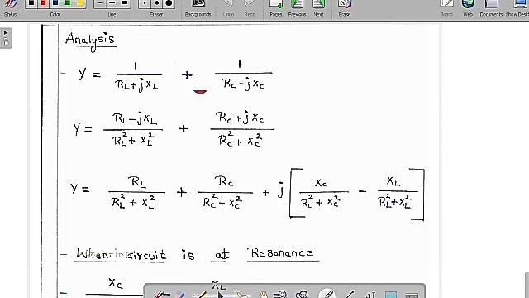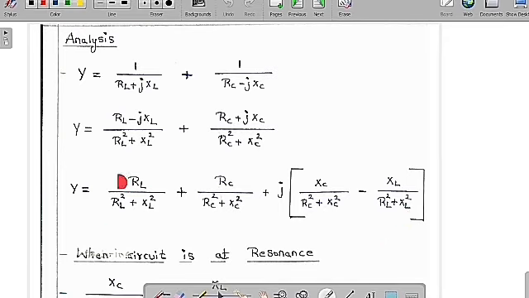If you do that factor and do the simplification, we are going to get Y is equal to (RL minus JXL) by (RL square plus XL square) plus (RC plus JXC) by (RC square plus XC square). And here if you do the simplification, taking the real parts one side and the complex parts one side, we are going to get Y is equal to RL by (RL square plus XL square) plus RC by (RC square plus XC square) plus J of [XC by (RC square plus XC square) minus XL by (RL square plus XL square)].